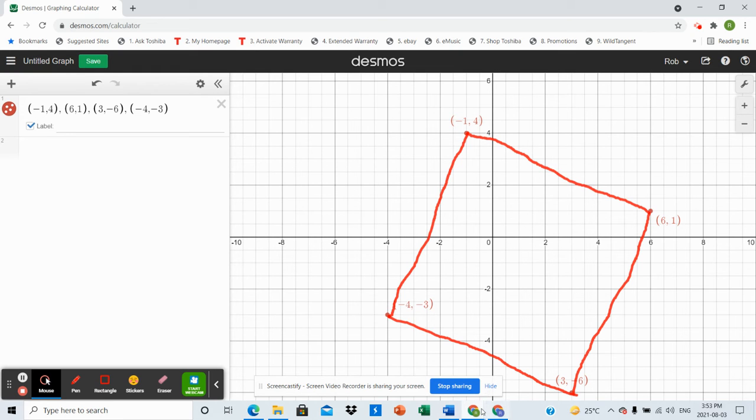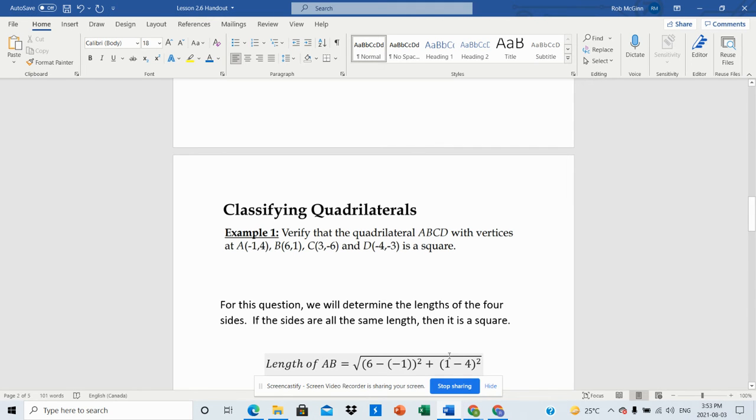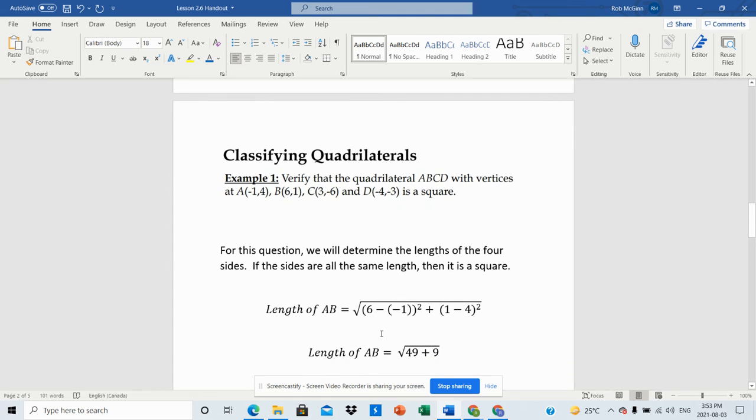So let's just go back and we'll do some lengths of line segments here to figure this out. So first we're going to start off with the length of AB. Remember, the formula for length of a line segment is the square root of x2 minus x1 squared plus y2 minus y1 squared. So here we go. We'll put in our x coordinates. 6 minus minus 1. We're going to square that. Plus, do the same thing for our y's.